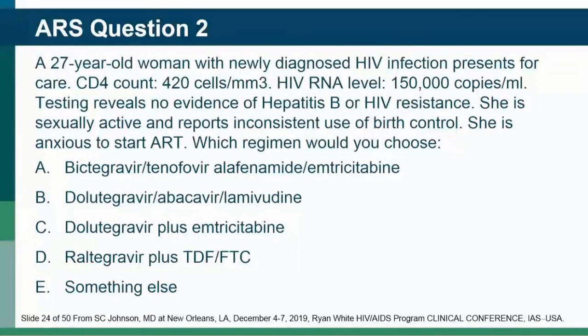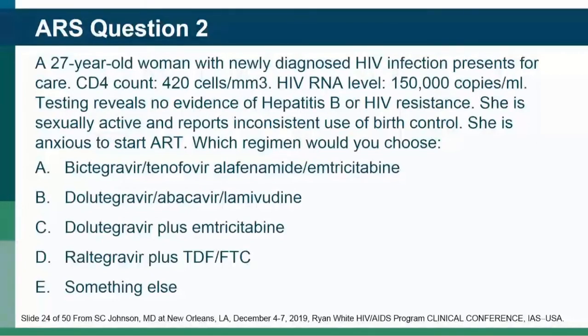All right, so let's move on to our second ARS question. A 27-year-old woman with newly diagnosed HIV infection presents for care. CD4 count is 420. HIV RNA level is 150,000. Testing reveals no evidence of hepatitis B or HIV resistance. She is sexually active and reports inconsistent use of birth control. She is anxious to start ART. Which regimen would you choose?